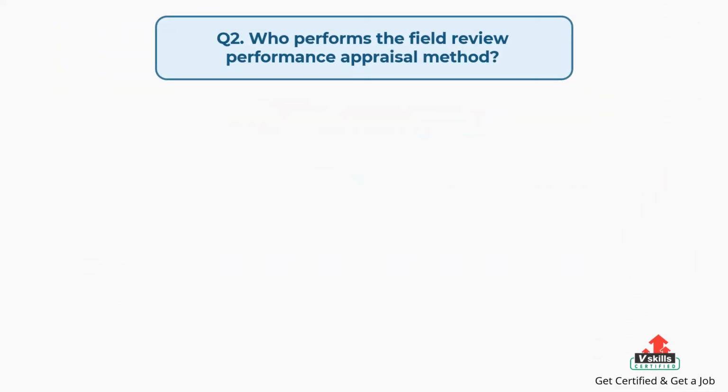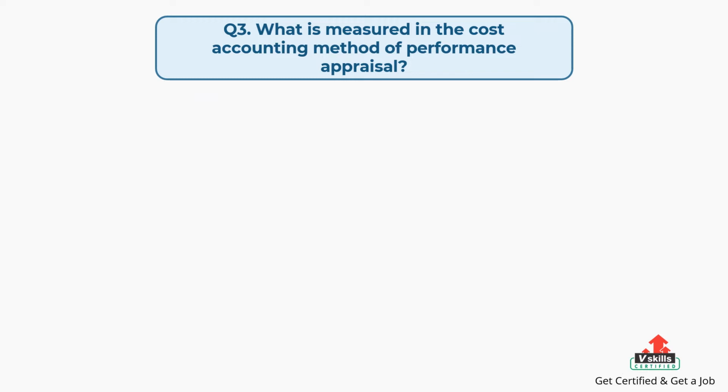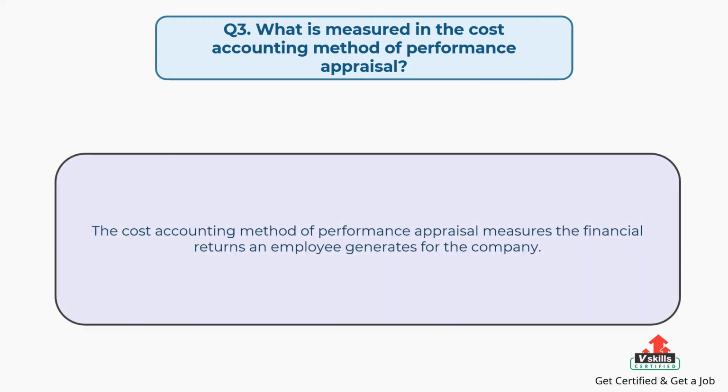Question number 2. Who performs the field review performance appraisal method? The answer is, the field review performance appraisal method is performed by officials from the HR department. Question number 3. What is measured in the cost accounting method of performance appraisal? The answer is, the cost accounting method of performance appraisal measures the financial returns an employee generates for the company.